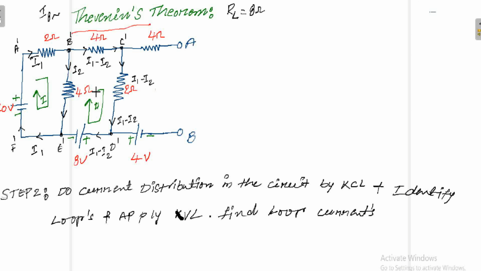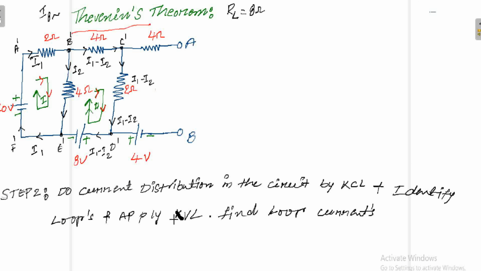Let us consider this is your first loop and this is your second loop. And in this, the current direction is this, this, this, and this. What we have done: current distribution in the circuit by KCL, we have done already. Identify loops, already we have done.